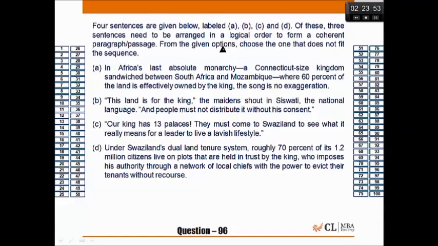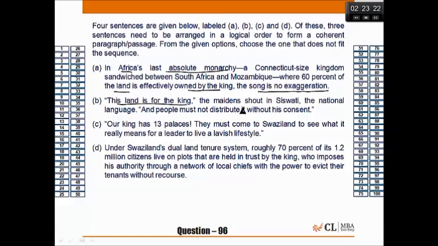Logical order. So we want to pick the one that doesn't fit. Okay, that's great. In Africa's last absolute monarchy, you're talking about the last absolute monarchy, a Connecticut-size kingdom sandwiched between South Africa and Mozambique, where 60% of the land is effectively owned by the king. So it's talking about land owned by the king. The song is not exaggeration. Great. This land is for the king. Okay, so land. There seems to be a connection.